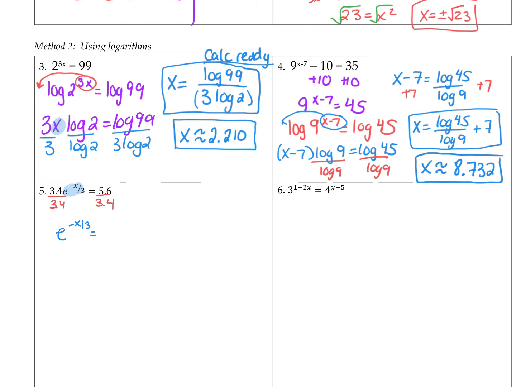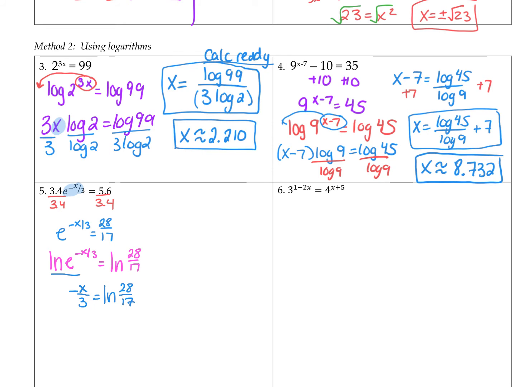And since my other side does not divide nicely, I'm going to leave it as a fraction, which will be 28 over 17. So then I'm going to take the natural log of both sides. So I have the natural log of e to the negative x over 3 equals the natural log of 28 over 17. So the natural log of e to any power is just going to be that power. So I'm going to have negative x over 3 equals the natural log of 28 over 17.